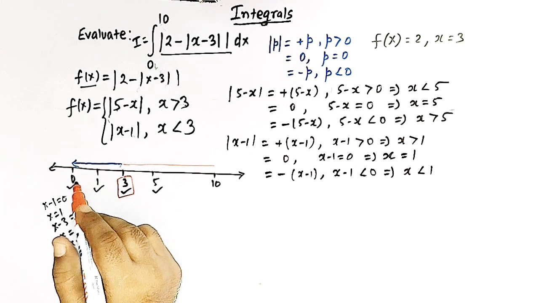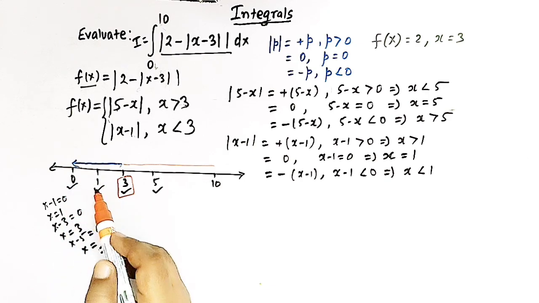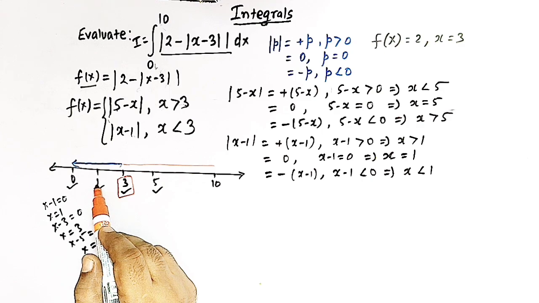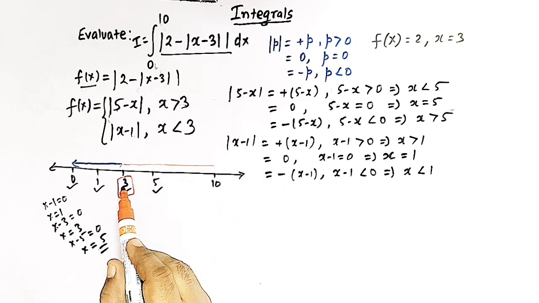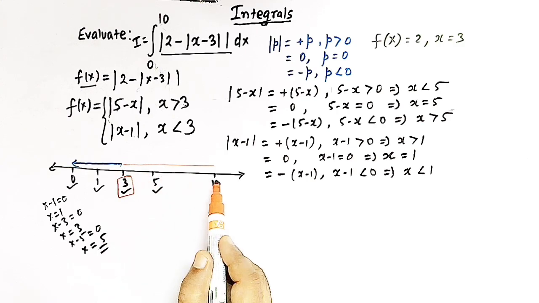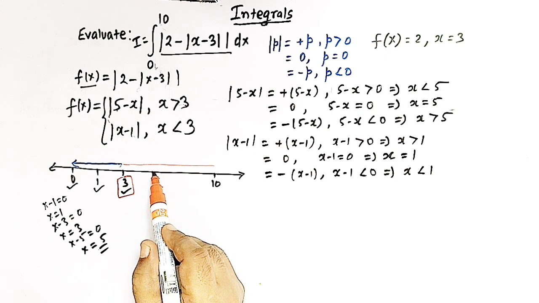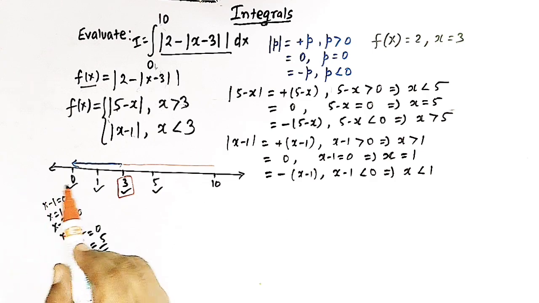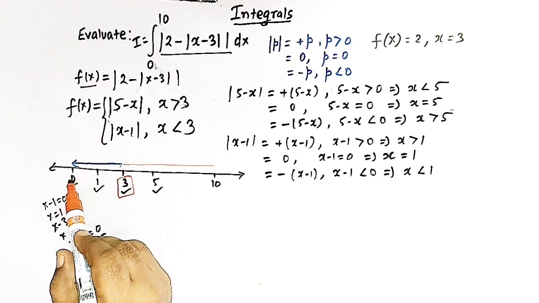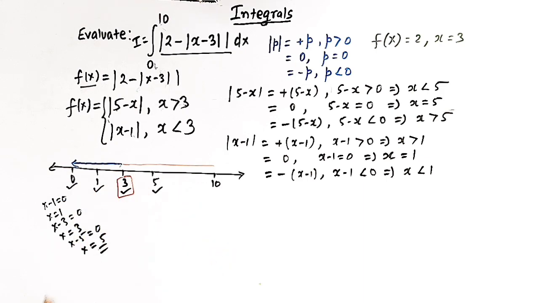So in this case, we have to form two intervals. One is from 0 to 1 and the other one is from 1 to 3. So when we consider mod of 5 minus x, we have to go from 3 to 10 and we form two intervals. First one is from 3 to 5. The second one is from 5 to 10. And when we consider mod of x minus 1, we have to go like this, and we have to form two intervals, first from 0 to 1 and second is from 1 to 3.